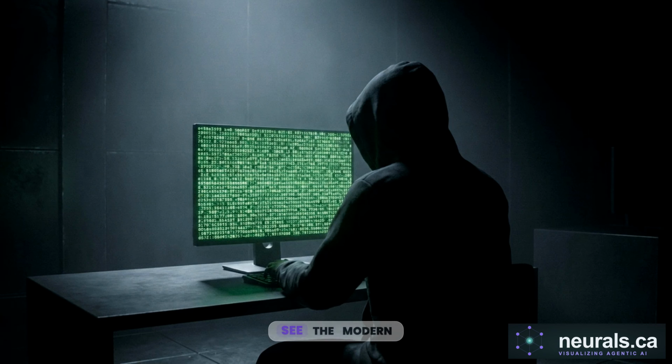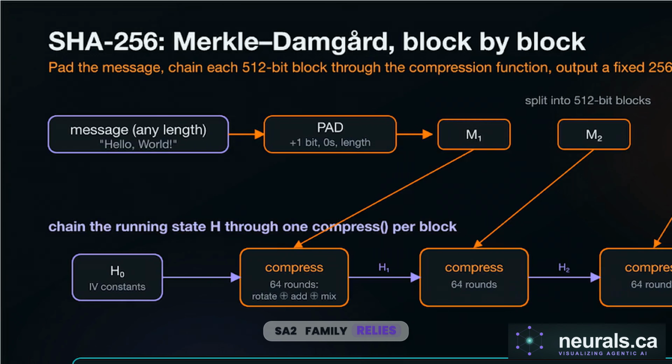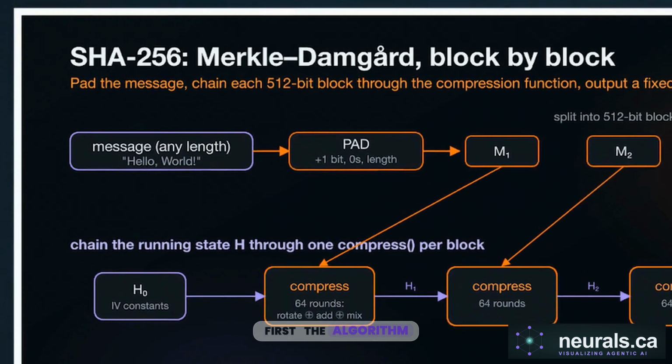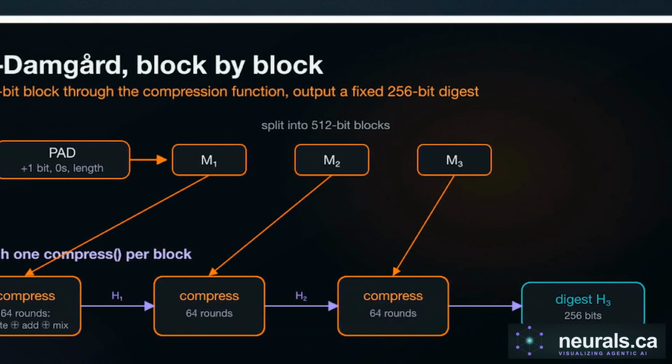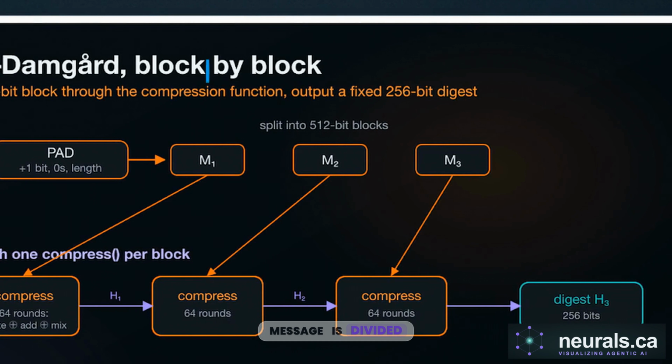The modern SHA-2 family relies on the Merkle-Damgard construction, a step-by-step pipeline architecture. First, the algorithm takes a message and applies mathematical padding. It appends a 1-bit, several zeros, and the original message length so the data fits a strict block multiple. Once padded, the message is divided into discrete 512-bit chunks, creating a series of uniform blocks.